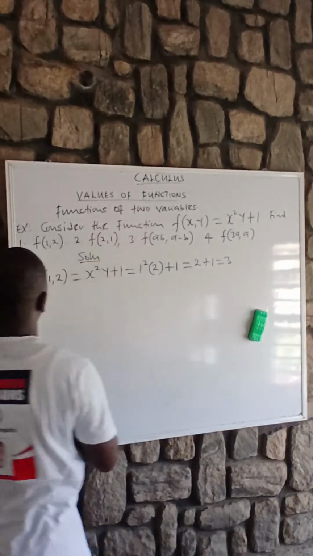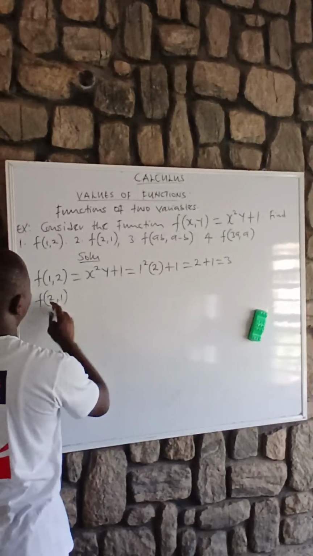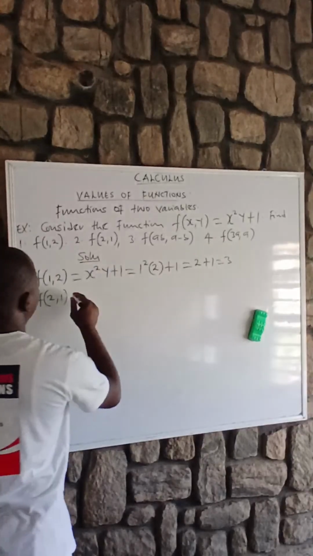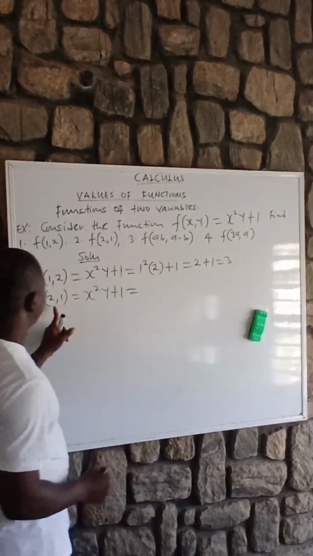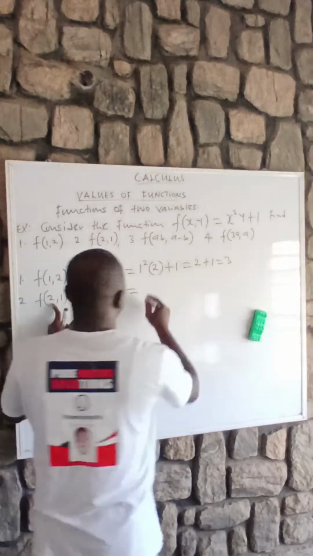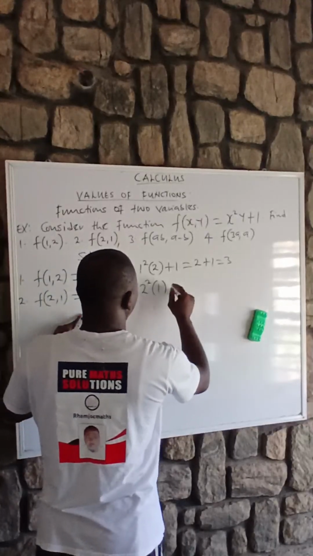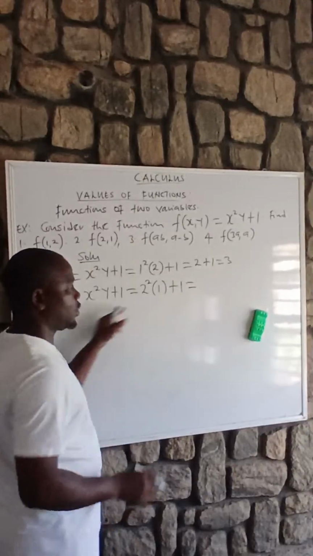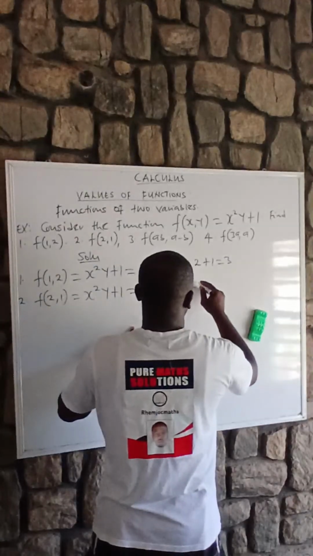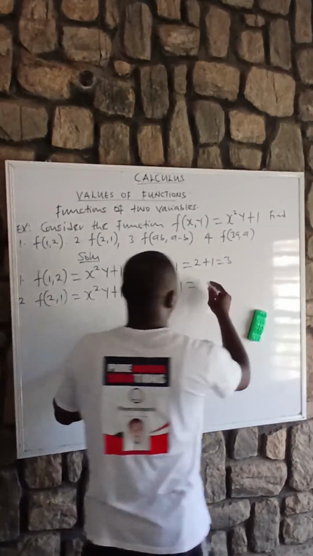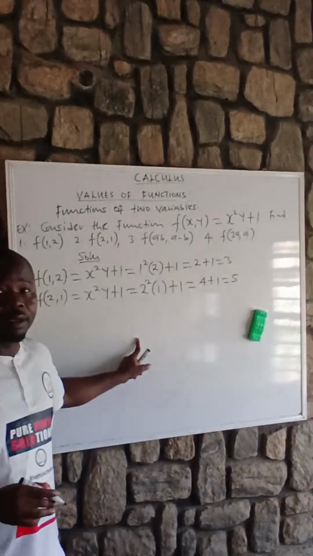Let's move further to consider 2. f of 2 comma 1 is equal to x squared y plus 1. Here your x is 2, so 2 squared, open bracket, y is 1, times 1 plus 1. 2 raised to the power 2 means 2 times 2, which is 4. So 4 times 1 is 4, and 4 plus 1 equals 5. Am I right? Any question?